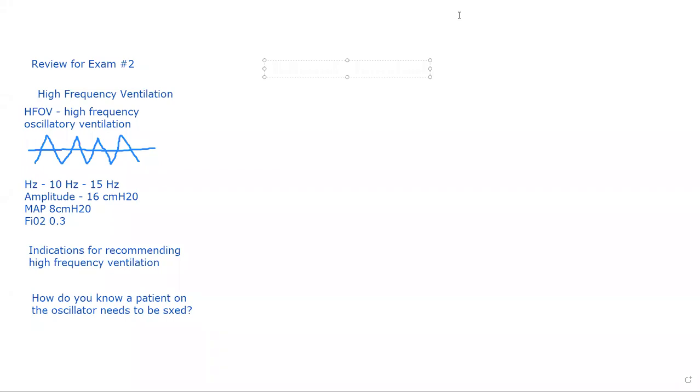So settings with the jet ventilator, you're setting an amplitude or peak pressure. You're setting a respiratory rate. And you're monitoring servo pressure as one of the different things that you do with a jet vent that you don't do with conventional ventilation. And remember that servo pressure increases when the lungs improve.